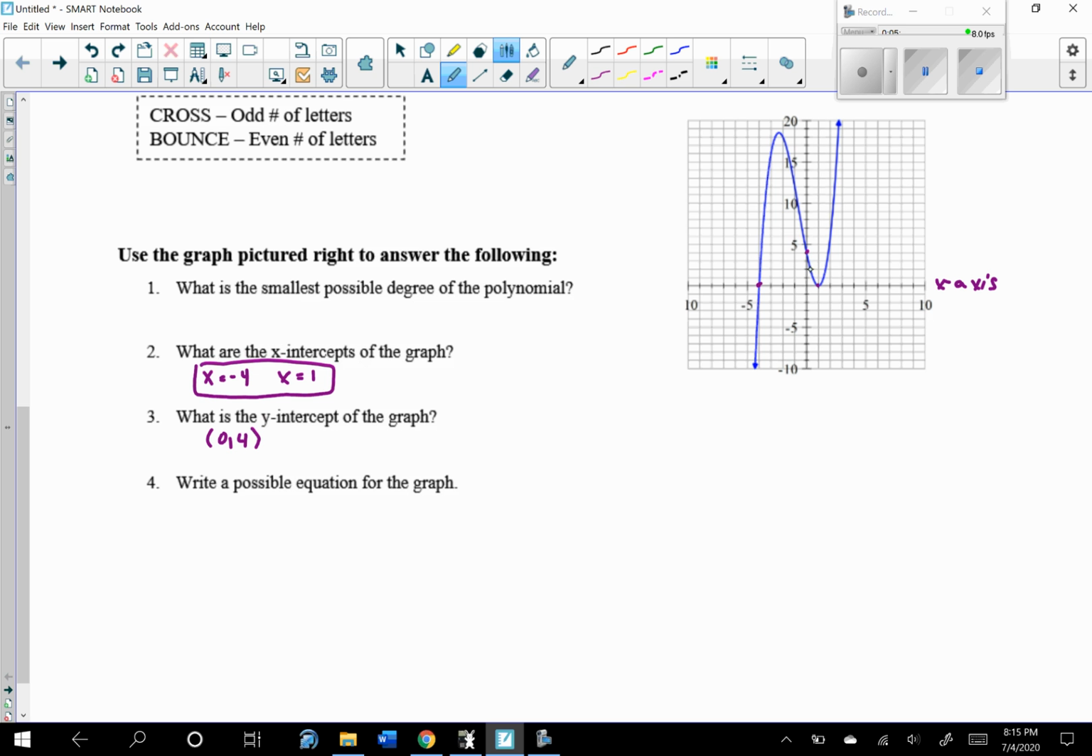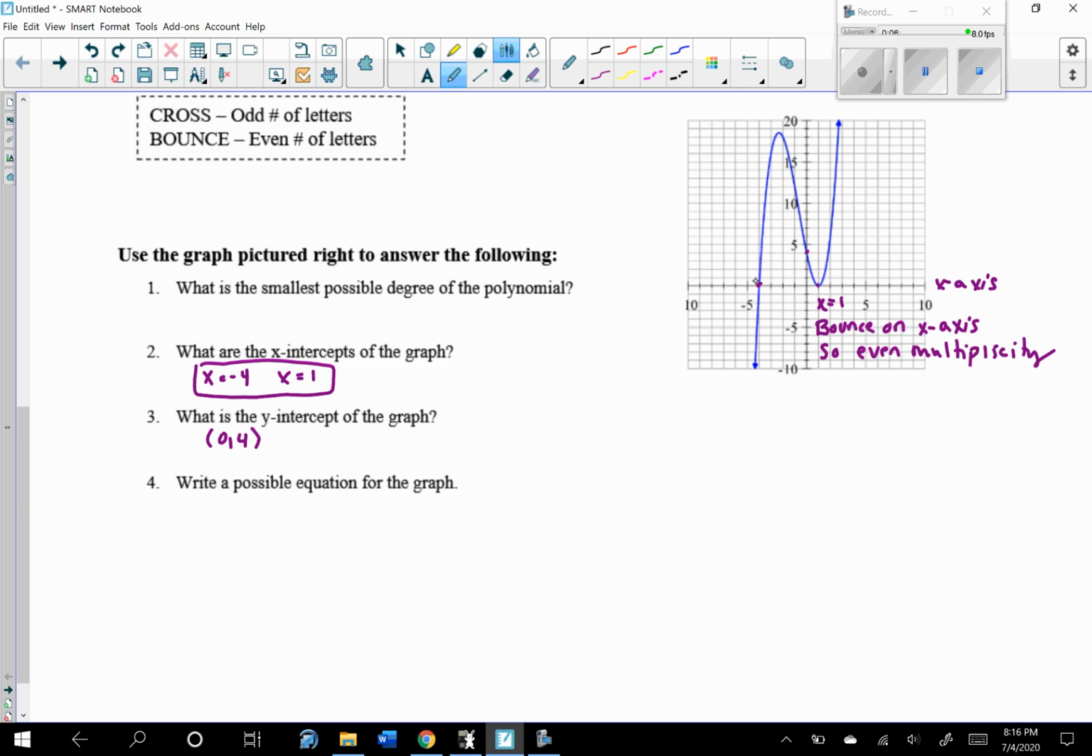So notice that for our graph that we have right here, this again was x equals 1. And notice that the graph is hitting the x-axis and bouncing. Because it is hitting and bouncing, that means this has to be an even multiplicity because of that bounce. So it bounces on the x-axis, so even multiplicity. That means in the equation, the times you see that zero should be an even number of times.